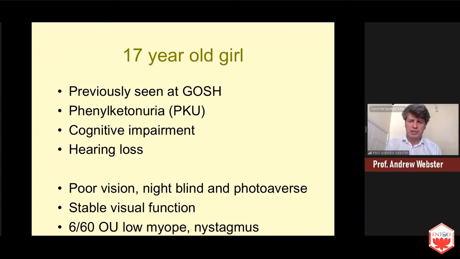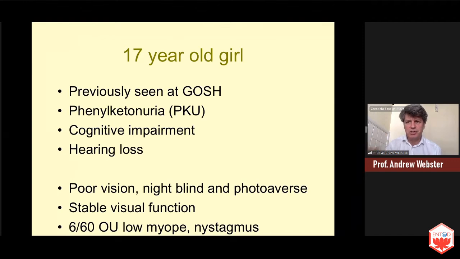And this is to finish. This is a 17-year-old girl I saw in clinic, doubly unfortunate. She had PKU, phenylketonuria, a common recessive disorder. There was some delay in the diagnosis, and she had cognitive impairment, thought to be due to that. She had hearing loss, and we don't know why. But she's always had poor vision.